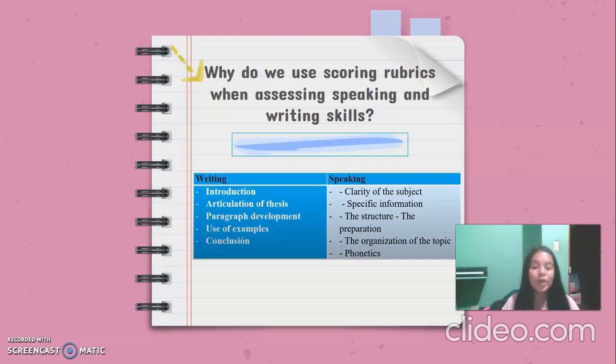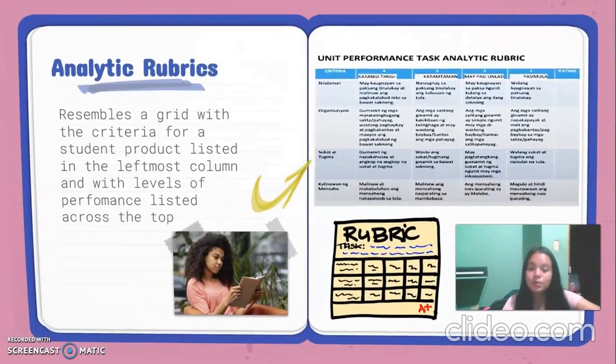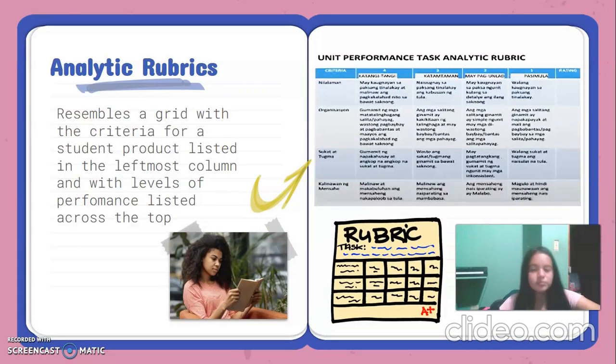And in speaking, we have clarity of topic-specific information, the structure, the preparation, the organization of the topic, and phonics. However, the following question would be what the difference is between rubrics. For example, the difference between an analytical rubric and a holistic rubric.